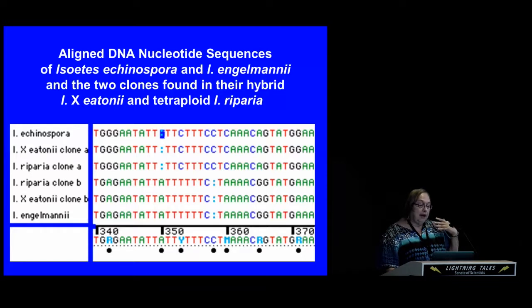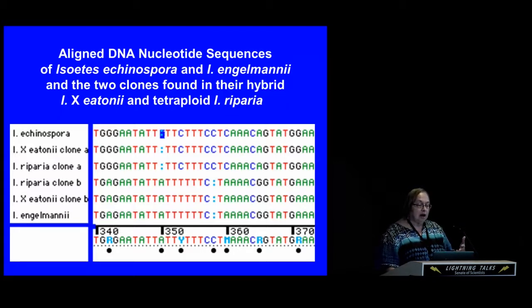So we isolated leafy sequences from the two parental diploids, and because these are hybrids of two genome types, we had to clone the leafy intron region. And what we see in the hybrid and in the tetraploid are sequences corresponding to both Echinospora and Engelmannii. So that's what you'd expect from a nuclear gene.